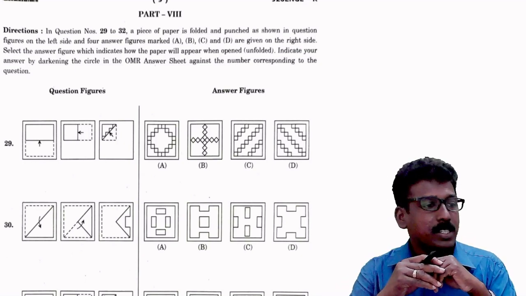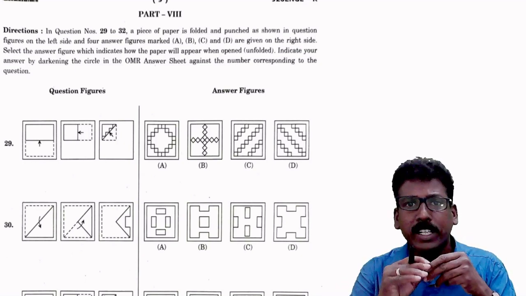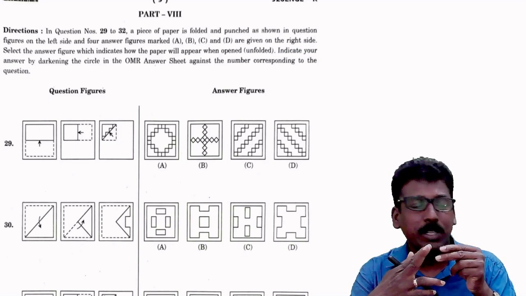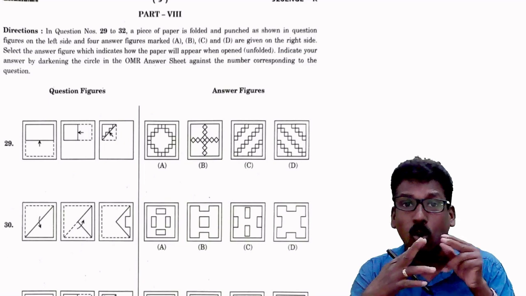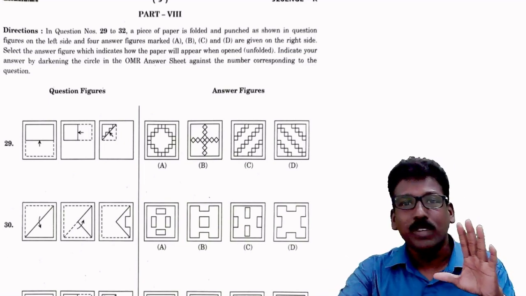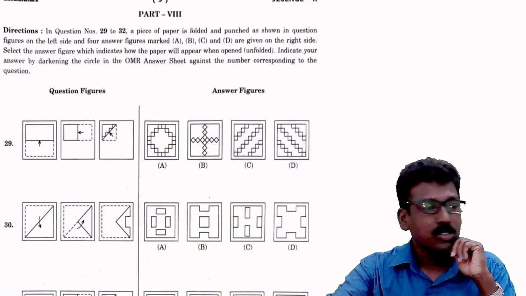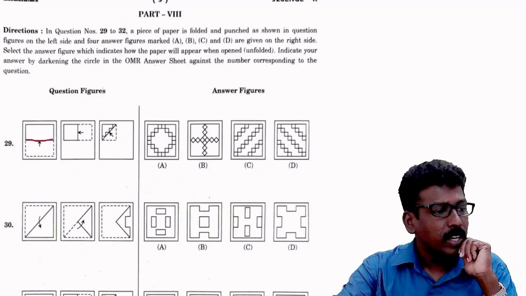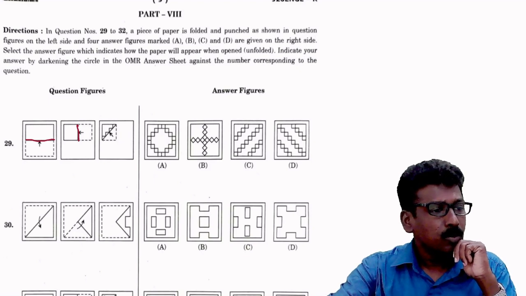In this part, a paper is folded several times and they cut in a particular way, some hole is made, and it is unfolded. Now then you will get some figures. Look at the first question, 29th question. Here this paper is folded in this way. Again it is halfway. Now it is diagonally folded. Now they cut in this way.